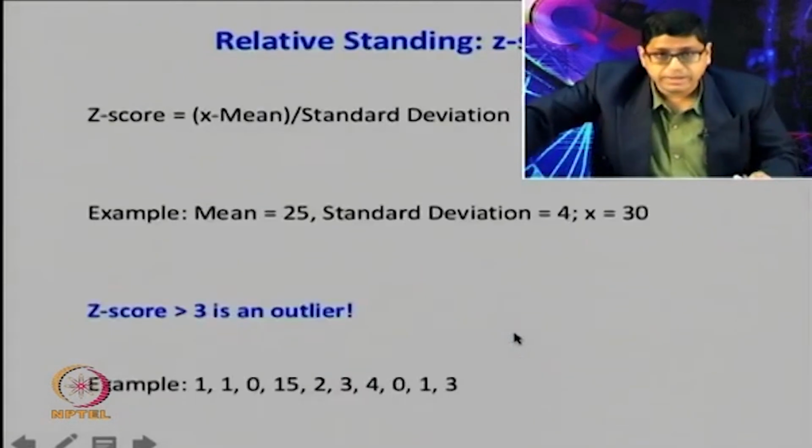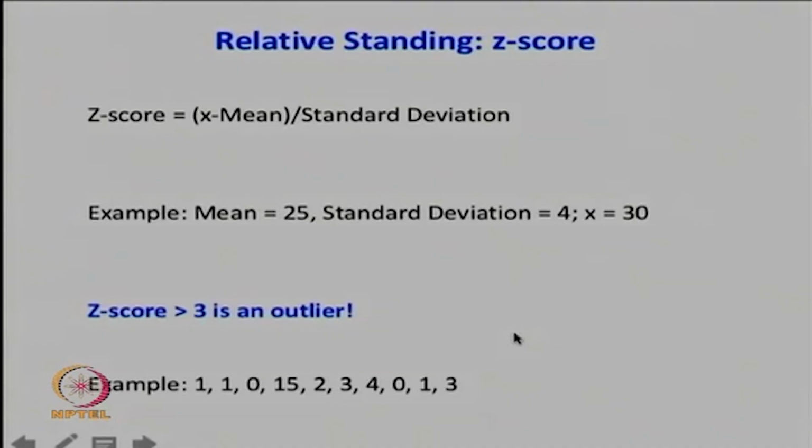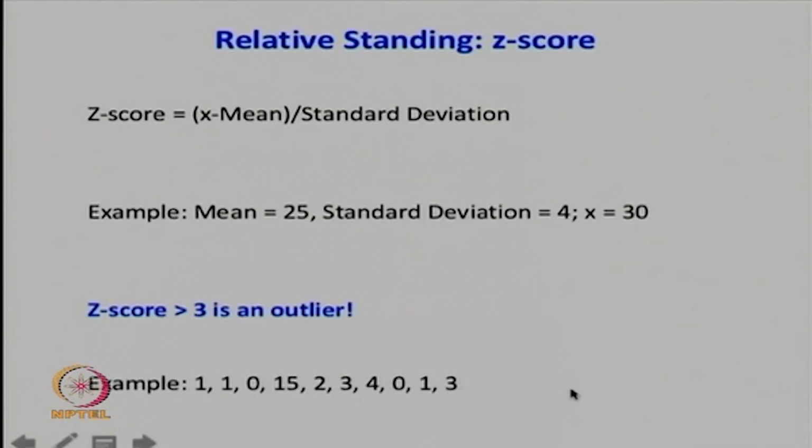So, this also brings us to the concept of Z score, or relative standing, right. So, what exactly is Z score? It is basically defined by x minus mean divided by standard deviation, and you can do this calculation for a particular experiment. If your mean is 25, standard deviation is 4 and x is 30, then Z score returns you a value of (30 minus 25) by 4, which is 1.25.